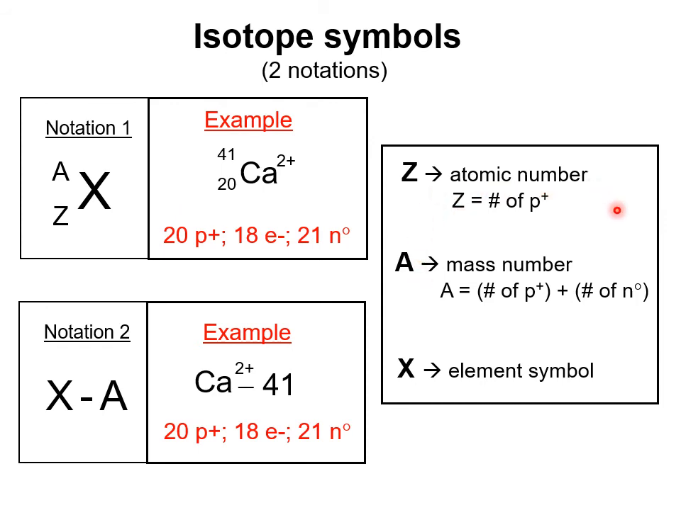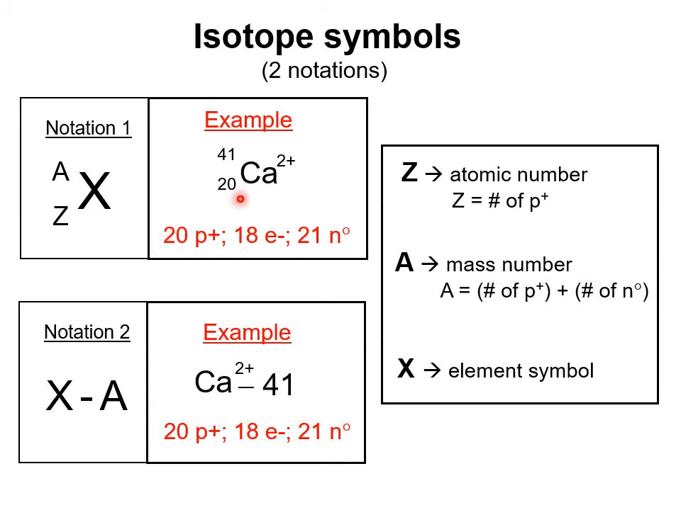Z is called the atomic number, which is another name for the number of protons. We just saw that for helium, for example, which has 2 protons, its atomic number, or the Z value, is 2. A is called the mass number. The mass number is the number of protons plus the number of neutrons. Of course, an isotope with more neutrons in it will have a greater mass number. And then the X is the element symbol.